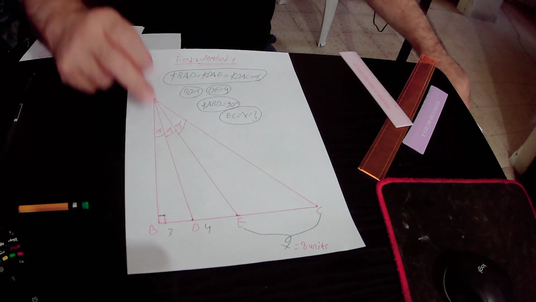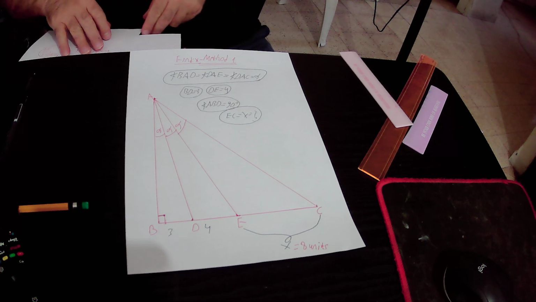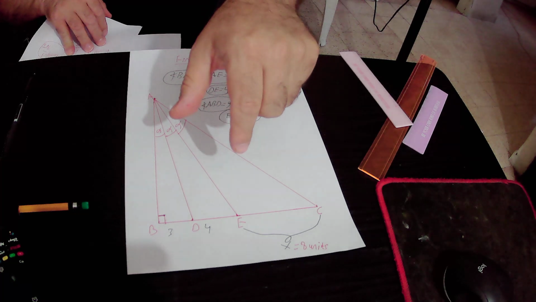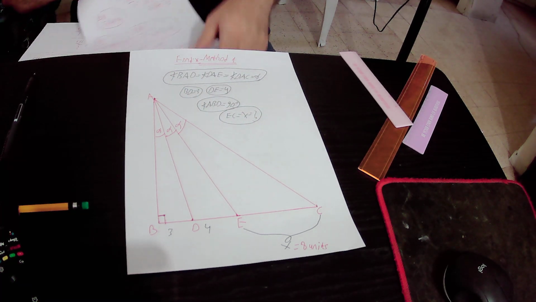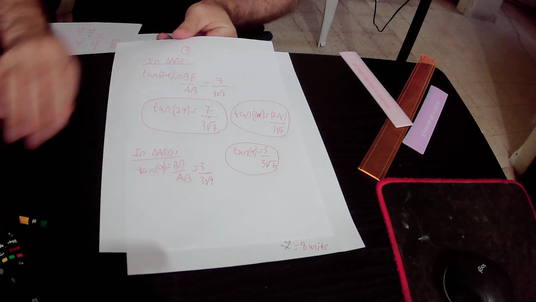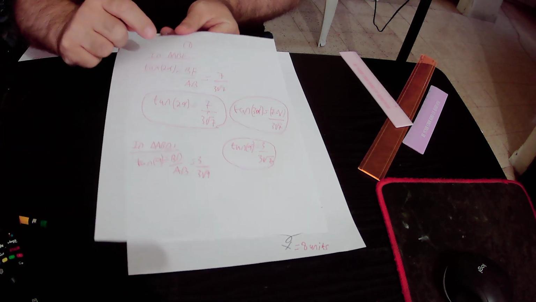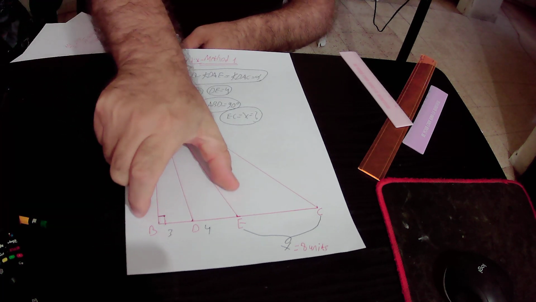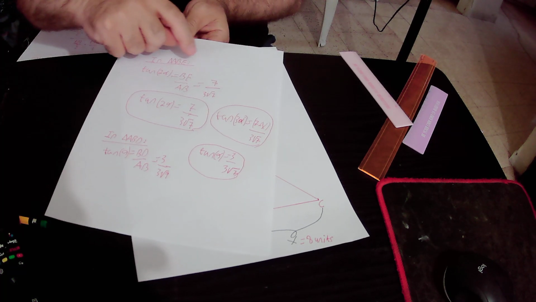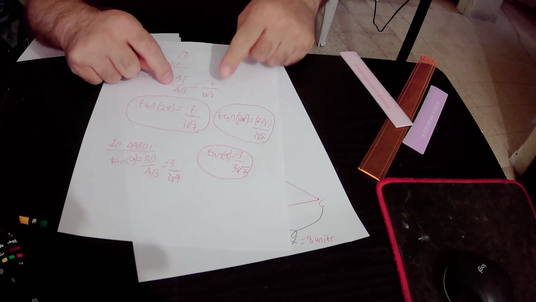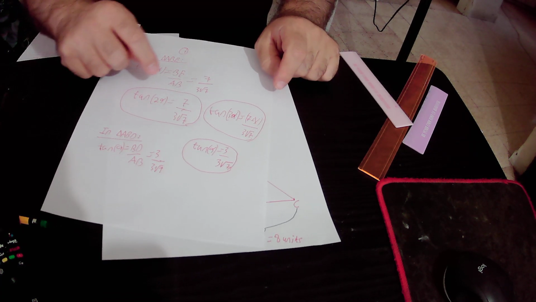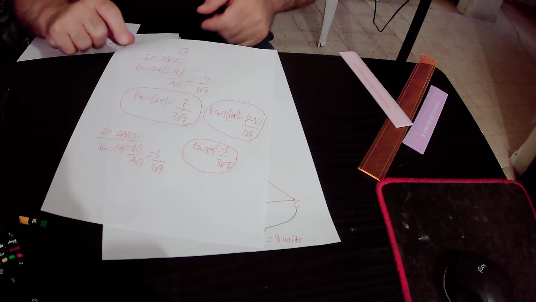Then we focus on the right triangle ABE. In the right triangle ABE, we know that tangent 2 alpha equals BE over AB. What is the value of BE? BE equals 3 plus 4, that is to say 7, and we have already found out that AB equals 3 times root 7. So in total, we found that tangent 2 alpha equals 7 over 3 times root 7.